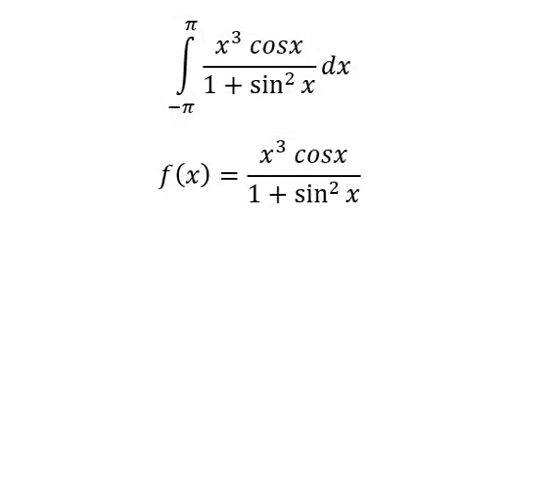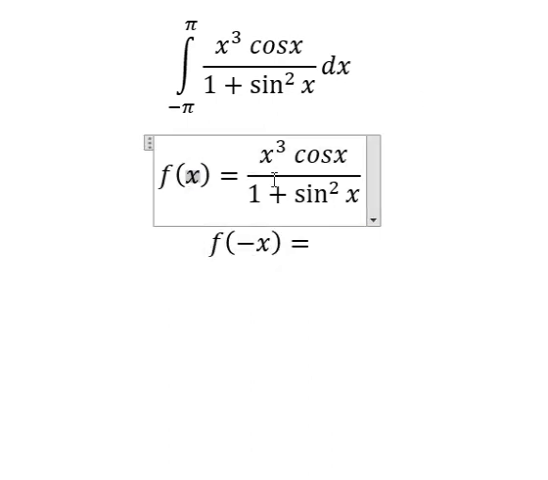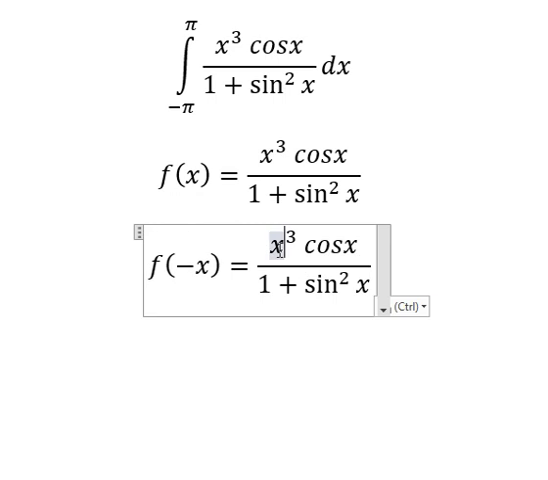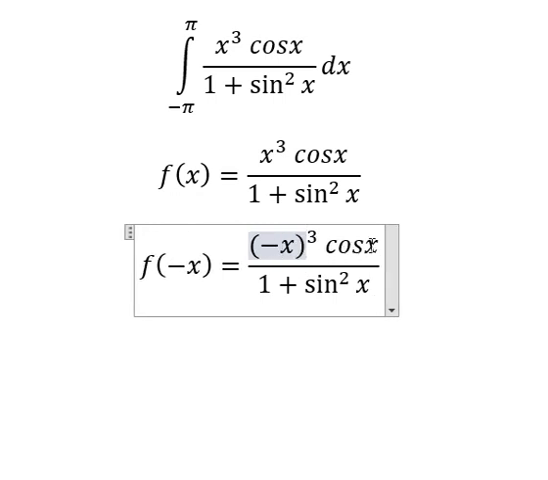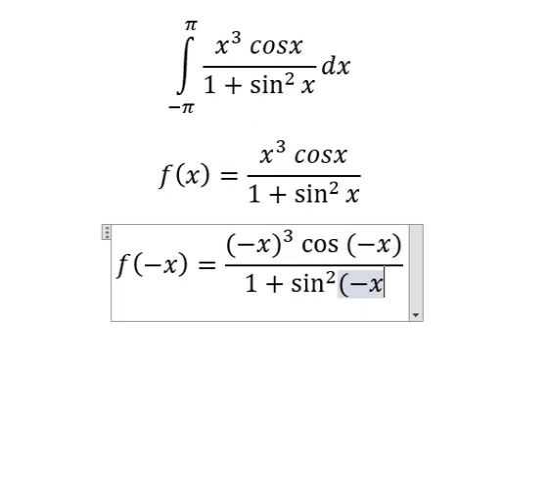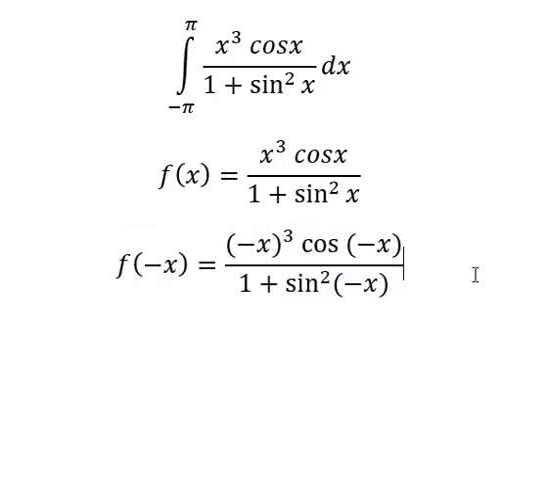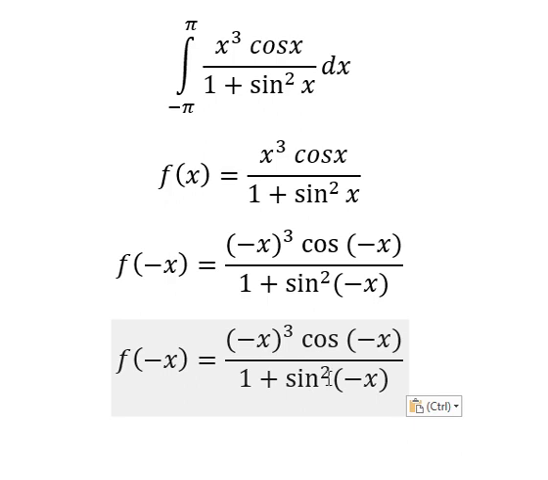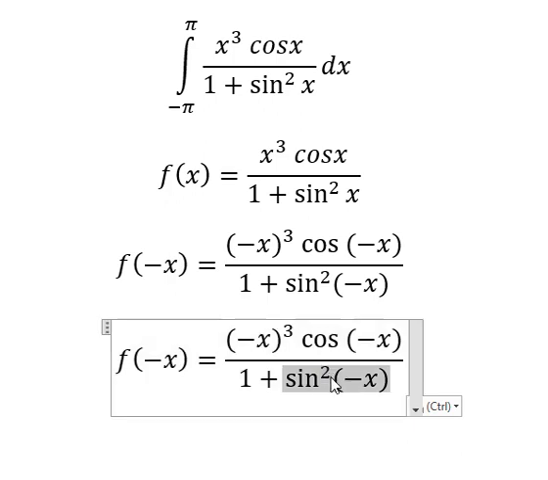Now we put negative x. Next, we know that sine of negative x with the power of 2 is an even power, so we can put it like this. Even power with the negative, so we have positive.